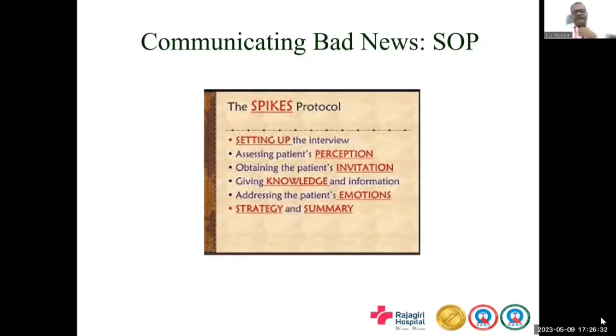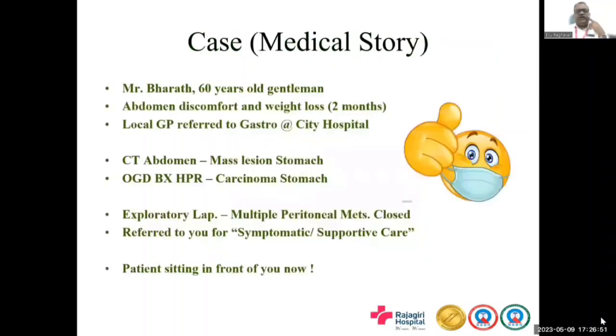And once we have dealt with the emotion, then we can talk about the strategy and summary. Basically, what can be done, what cannot be done, where we have to go, what we need to do, etc., etc. That comes after we have dealt with the emotion. So essentially, this is the SPIKES protocol. Now let's go on to how we are going to go about it.